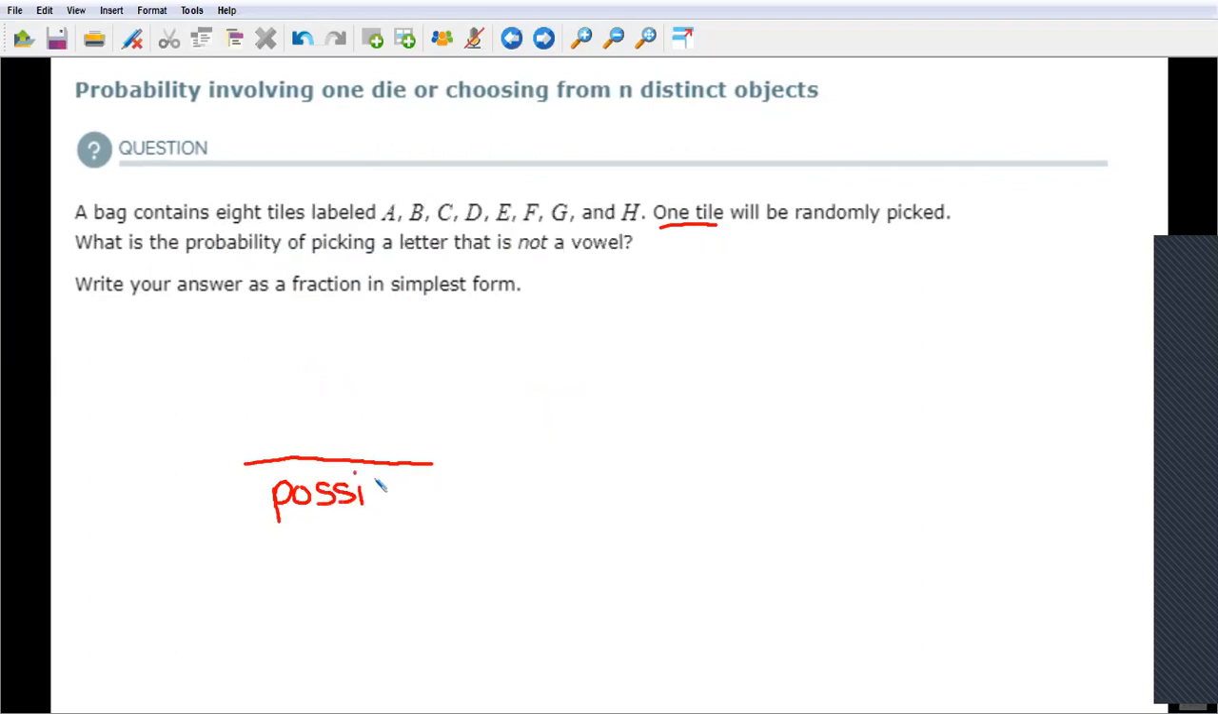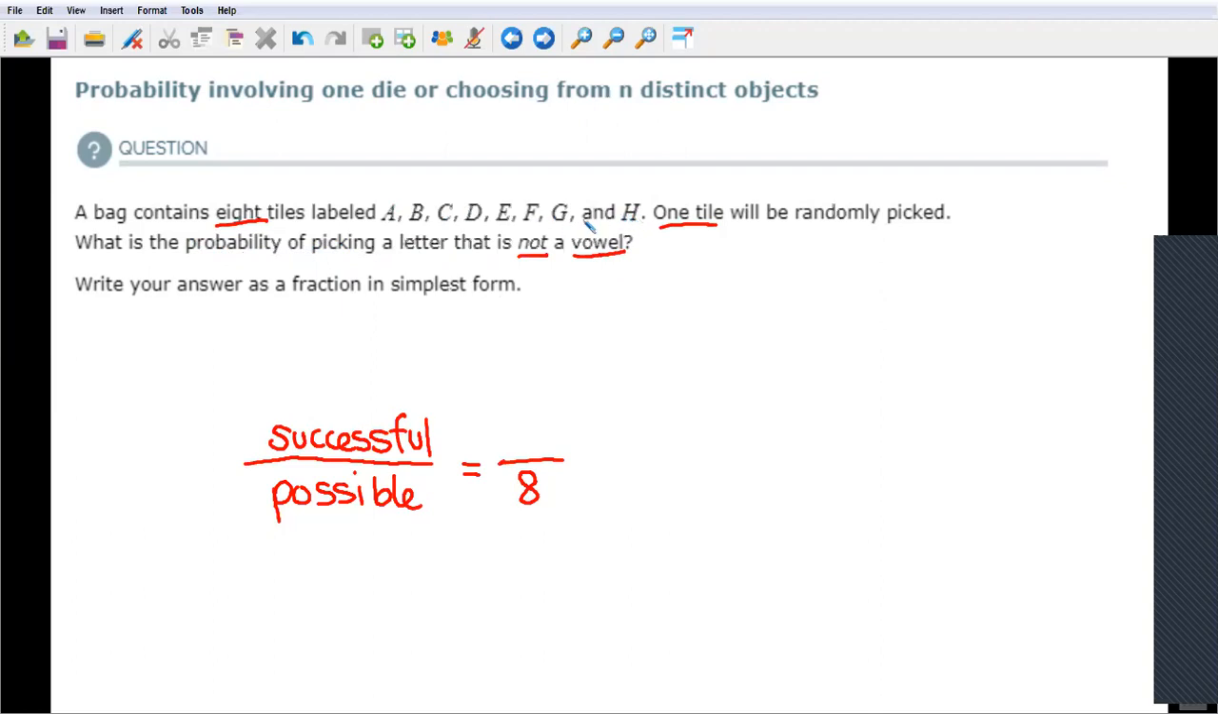possible outcomes was going to be on the bottom, and the number of successful outcomes was going to be on the top. In this case, once again, the possible outcomes is just how many tiles we have, and we're told from the start that there are 8. Now, to figure out which letters are going to make this successful is a little bit more complicated this time around. So what we want to look at here is what they're asking. What's the probability of picking a letter that is not a vowel?